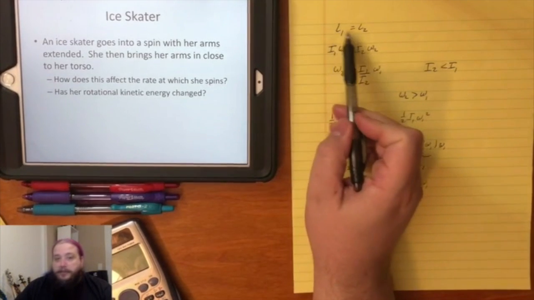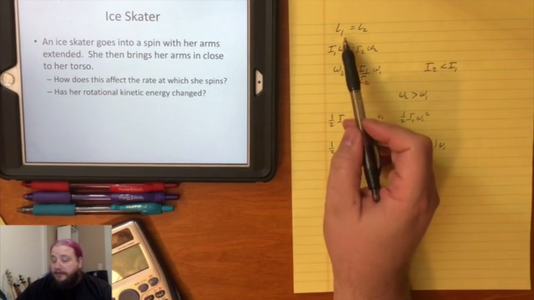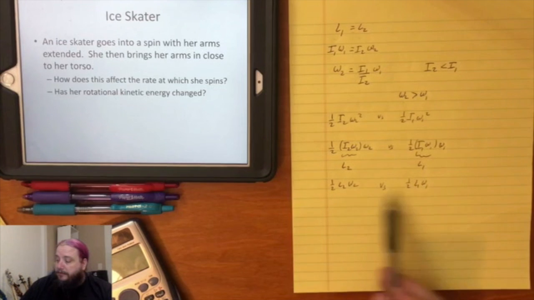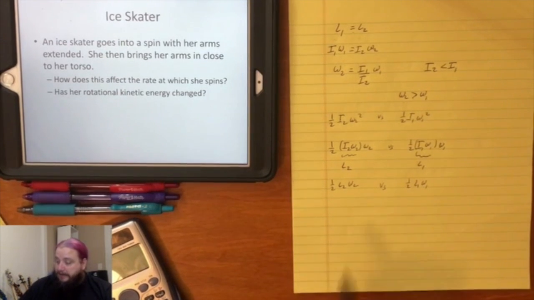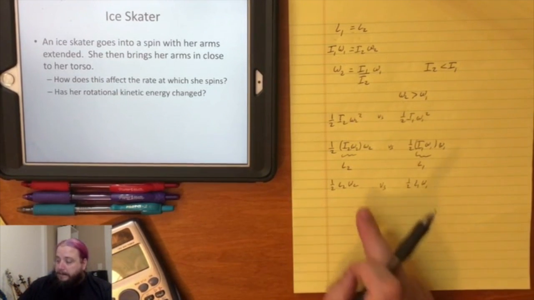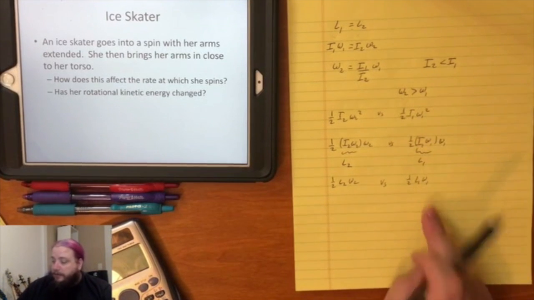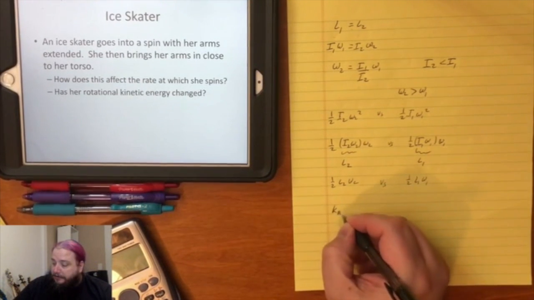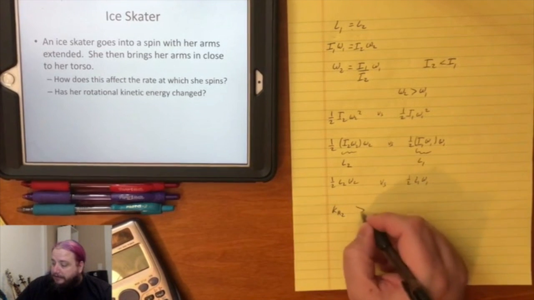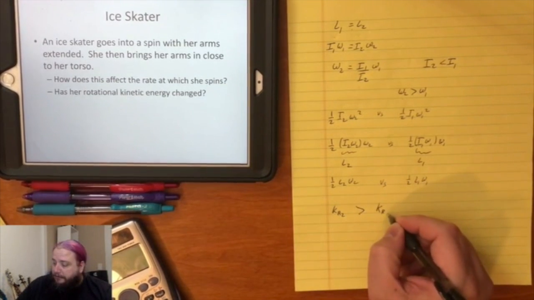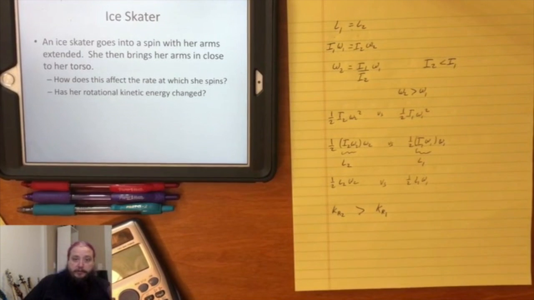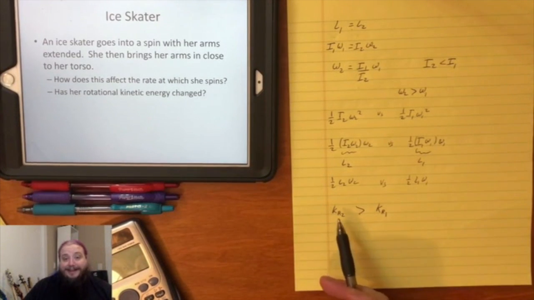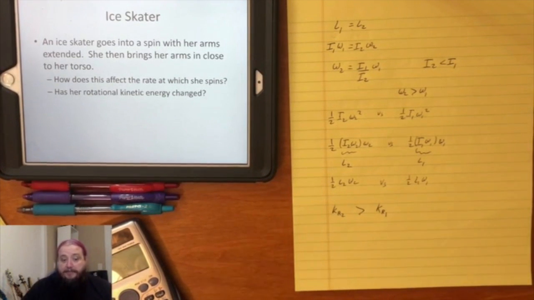And now the angular momentum of both of these is the same, L2 equals L1, but omega 2 is greater than omega 1, so the kinetic energy of rotation 2 is bigger than the kinetic energy of rotation 1. So she has more rotational kinetic energy having brought her arms in, and that means that her energy has changed, which means that she did work somehow.